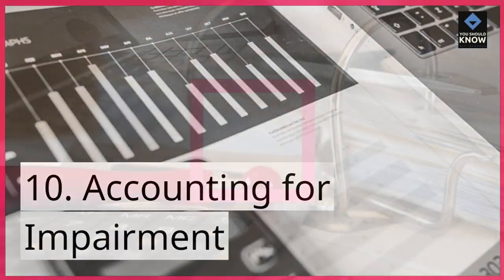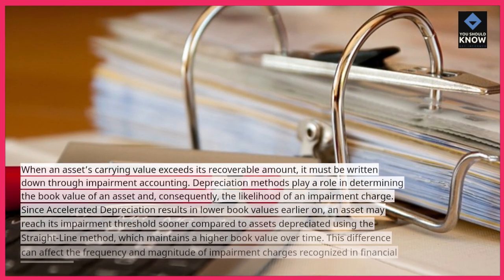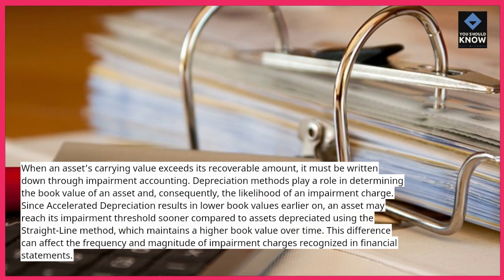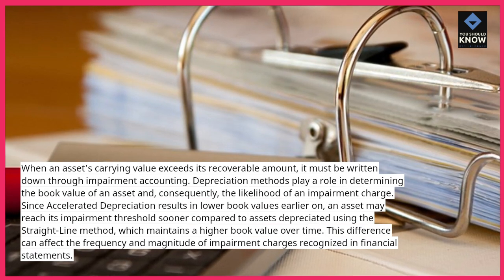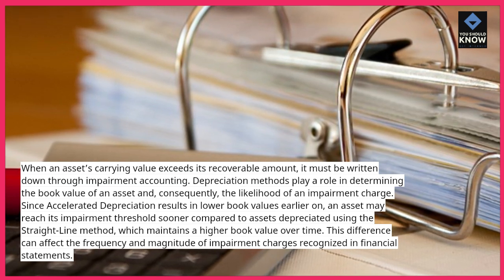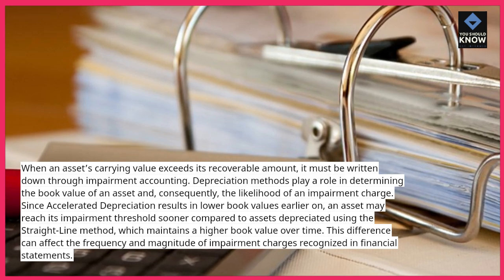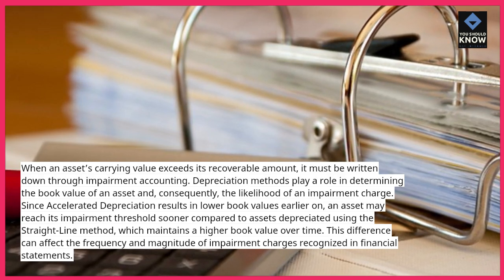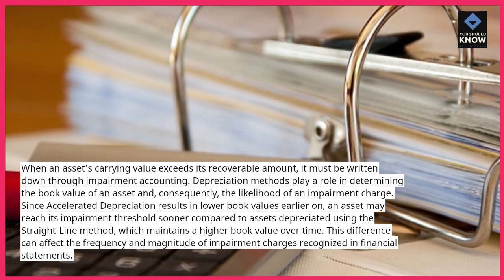10. Accounting for impairment. When an asset's carrying value exceeds its recoverable amount, it must be written down through impairment accounting. Depreciation methods play a role in determining the book value of an asset and, consequently, the likelihood of an impairment charge. Since accelerated depreciation results in lower book values earlier on, an asset may reach its impairment threshold sooner compared to assets depreciated using the straight-line method, which maintains a higher book value over time. This difference can affect the frequency and magnitude of impairment charges recognized in financial statements.